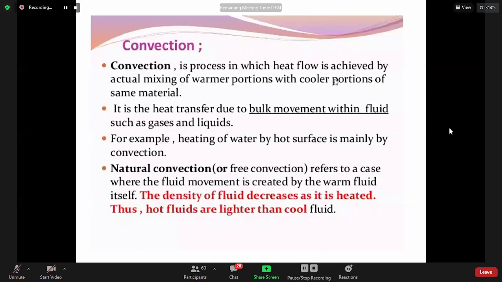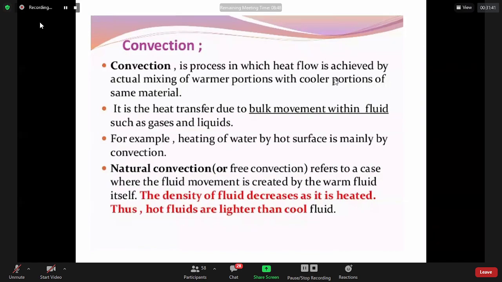Here we have the density of the fluid decreases as it is heated. So that means that we've seen that if you heat a fluid, one thing that it does is that if it has space, it expands. And once it expands and the mass does not change, that means the volume has changed. And you can see that density is mass over volume. So if the mass is constant and the volume increases, that means density will reduce.